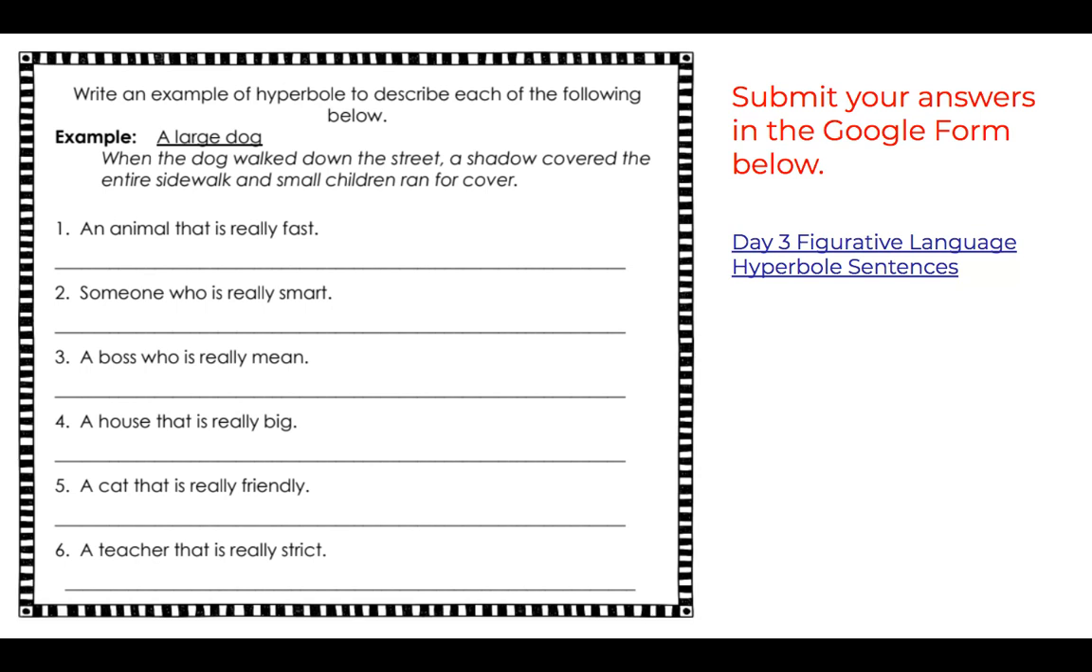And then they added on, when the dog walked down the street, a shadow covered the entire sidewalk, and small children ran for cover. Well, we all know that a dog can't really be that big that that shadow can cover an entire sidewalk and it would make small children run for cover. But it's just showing that this dog was really, really big, and it gives you that mental picture in the reader's mind. So you are going to be creating your own exaggerations or hyperboles for the 6 sentences on here, and then please copy those into the Google Forms that is attached to this assignment on Google Classroom so that I can see what you wrote as well.